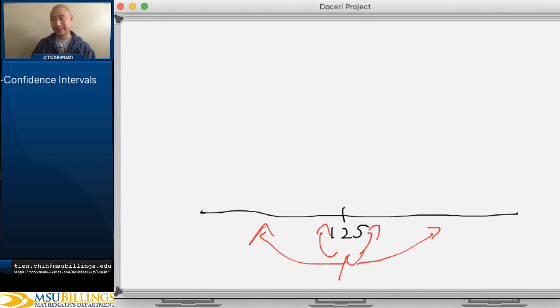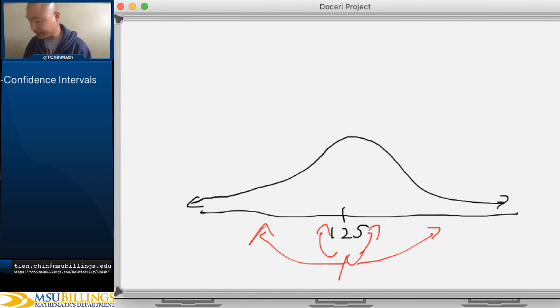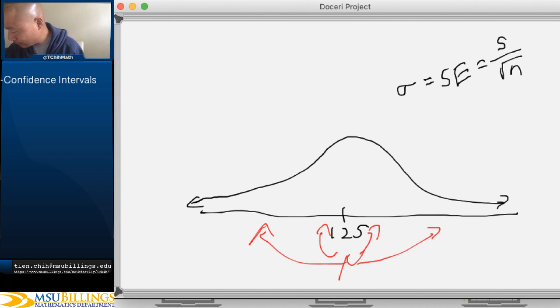And so the distribution of where the mean could be, the actual true mean, is, you guessed it, a normally distributed curve with standard deviation equal to the standard error, which is our sample standard deviation over the square root of n, which in our case is 20 over the square root of 35. All right.